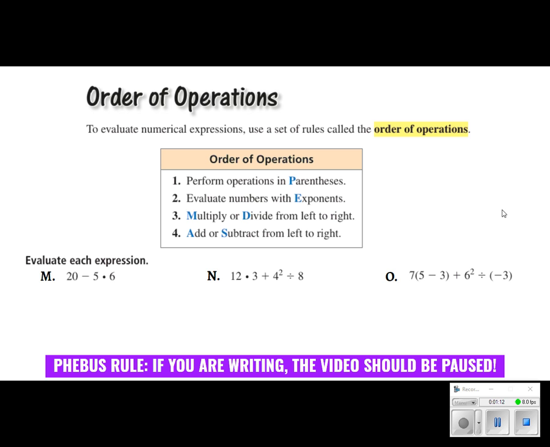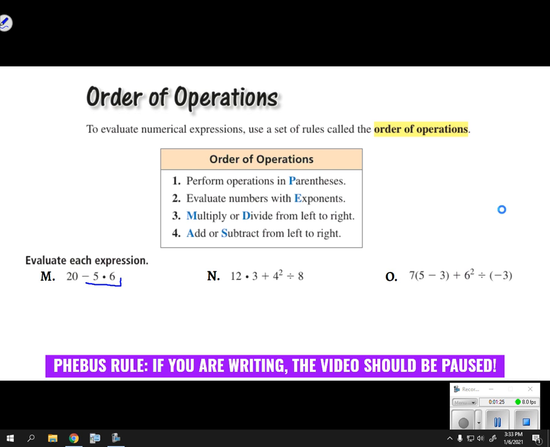So here we go. We do not have any parentheses and we do not have any exponents. Even though subtraction is first, that doesn't matter. We are going to multiply. We're going to multiply -5. You can treat it like subtraction, or you can treat it like a negative.